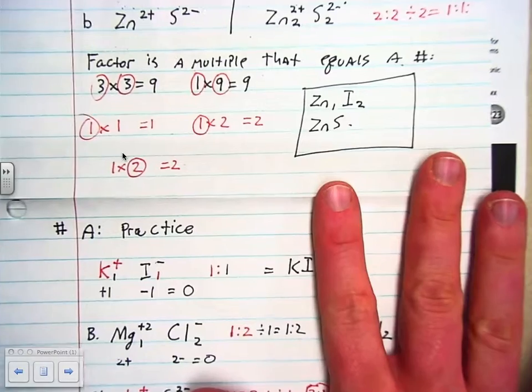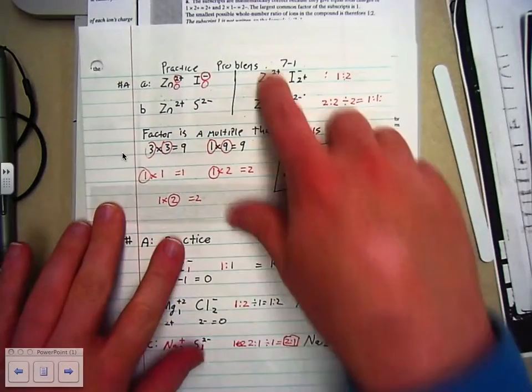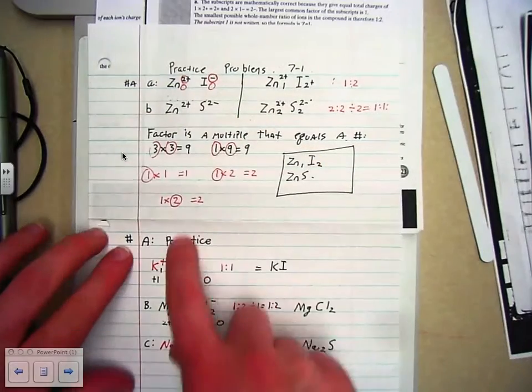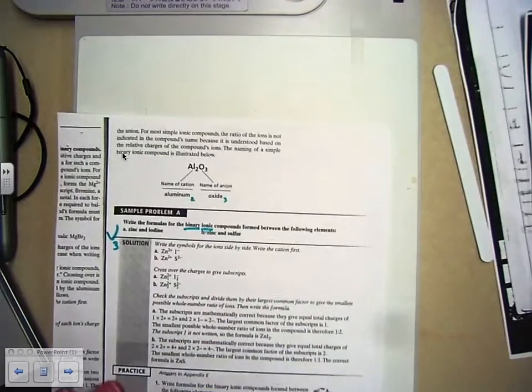So far you should have something like this. It's our practice problems we've done together. 7-1, number A, and then practice A, B, and C. Okay, let's move on. Please turn with me to page 24 in your textbook.